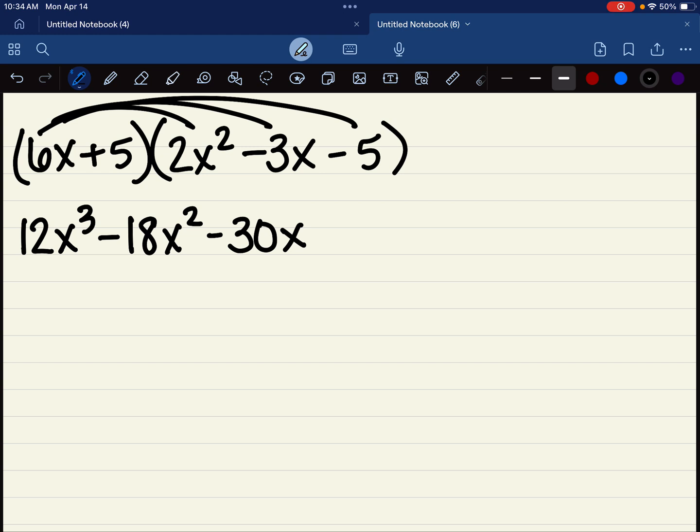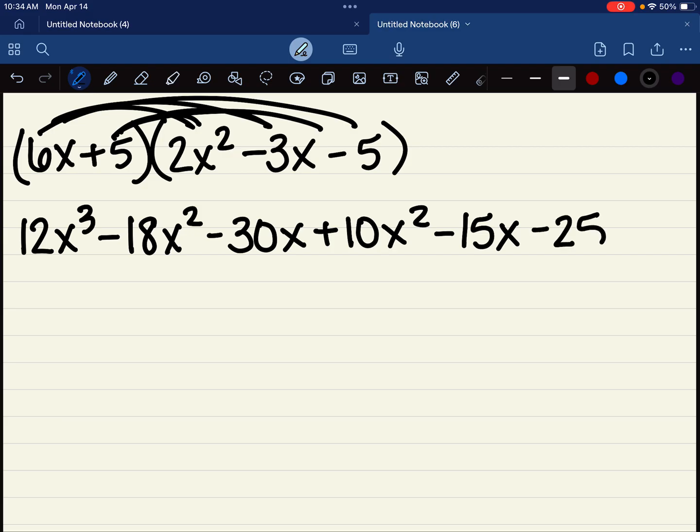Your 5. Okay? Reagan, what's 5 times 2x squared? 10x squared. Good. What about 5 times negative 3x? Negative 15x. Good. And then 5 times negative 5? Negative 25. Okay. All right. Cayenne, do you see any like terms that we could add together?